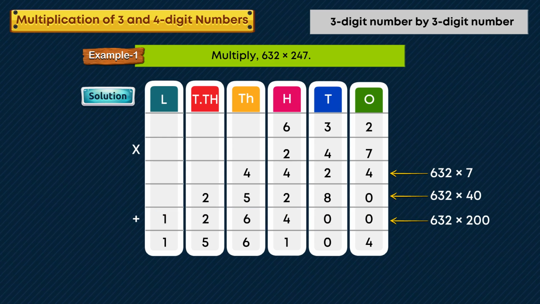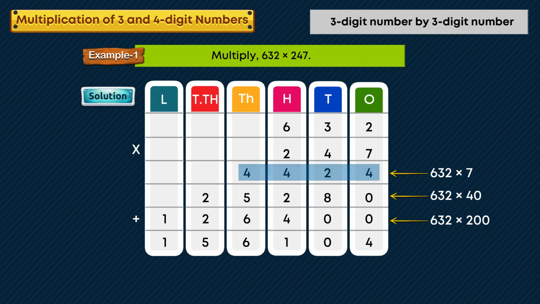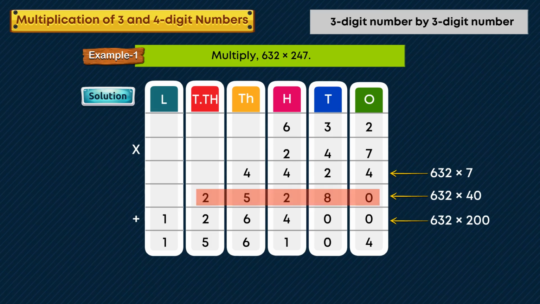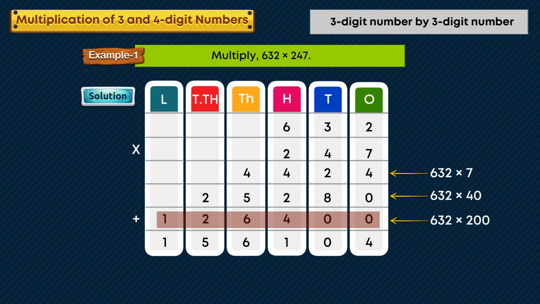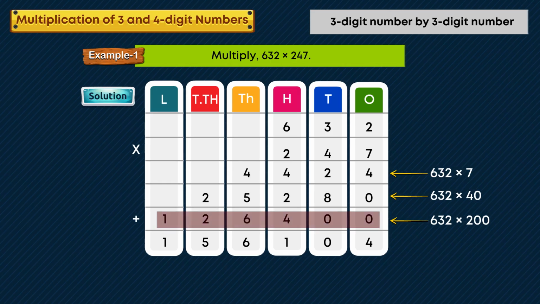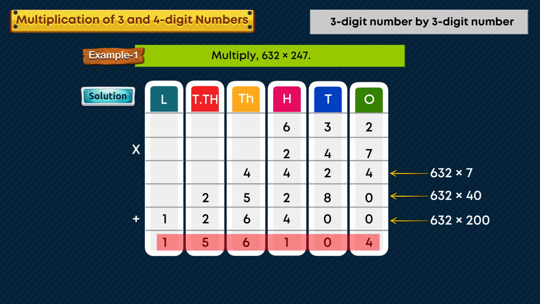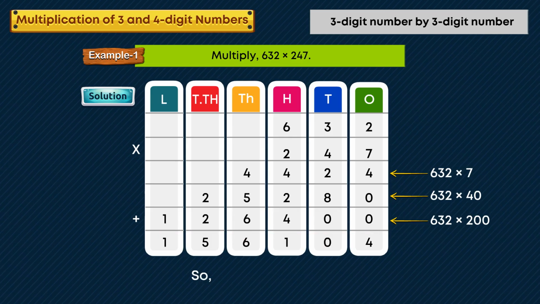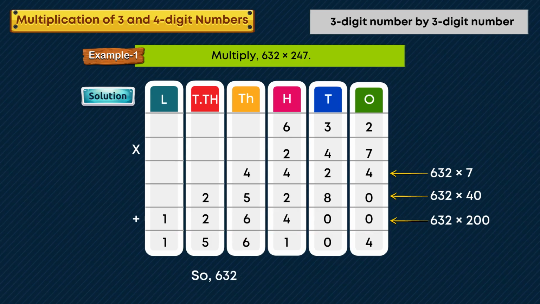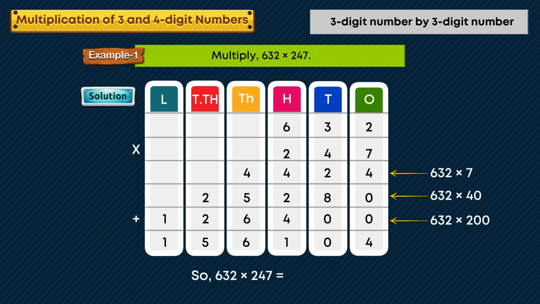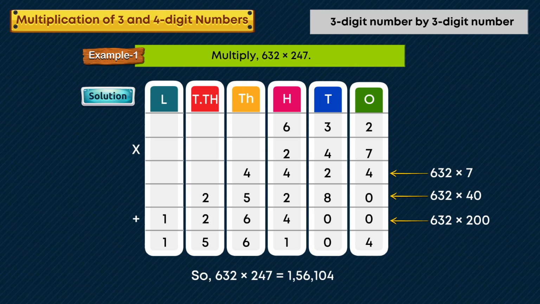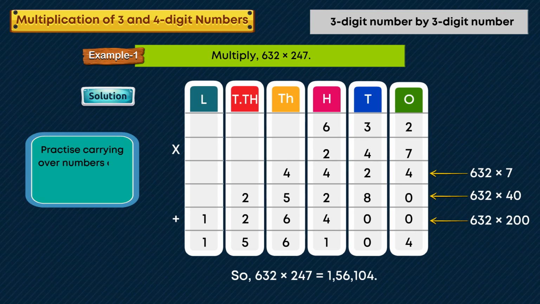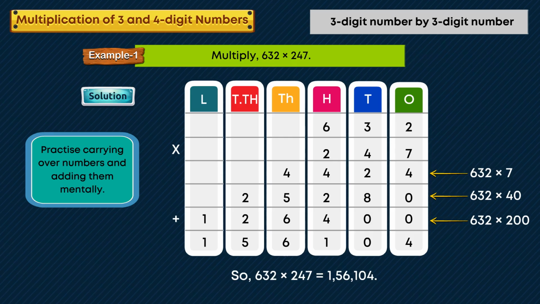Now add above. 4,424 plus 25,280 plus 1,26,400 is equal to 1,56,104. So, 632 into 247 is equal to 1,56,104. Practice carrying over numbers and adding them mentally.